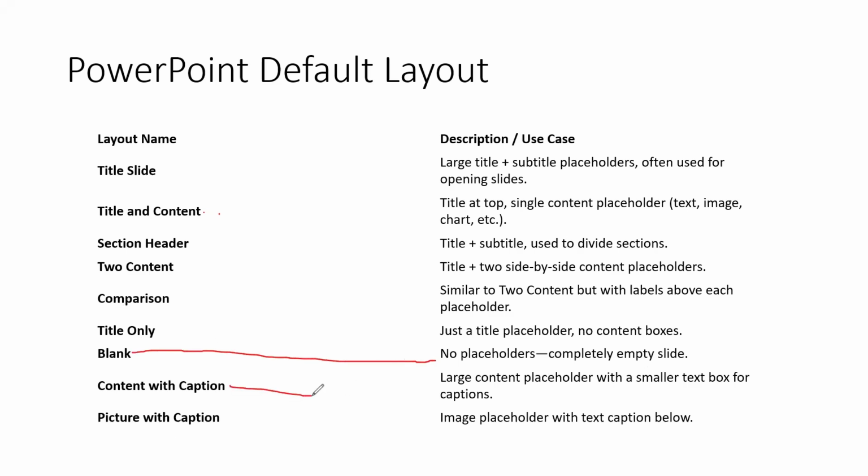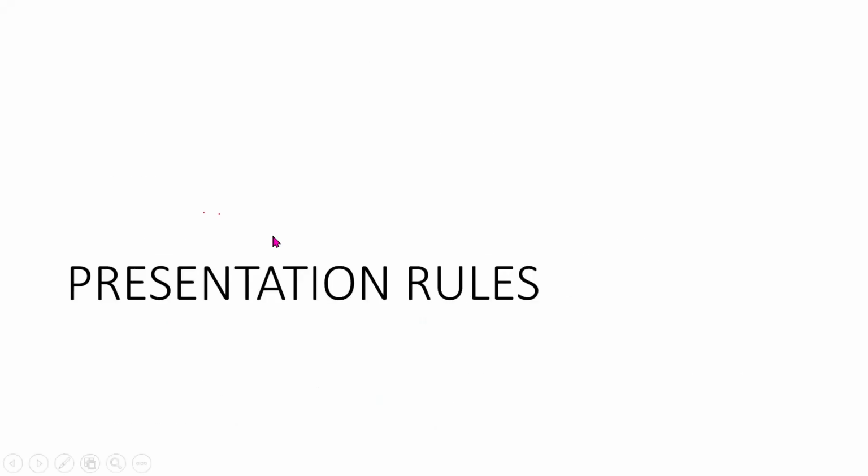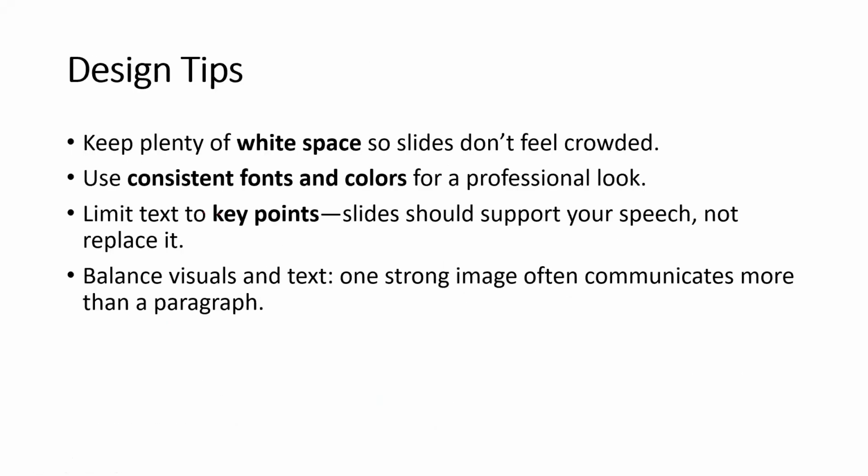Then content with caption. Large content placeholder with a small text box for caption. Then we have picture as well. Image placeholder with text as a caption. You know what caption is now? Just a description of the image. So you can use any or all of these depending on your content. Don't forget about that. So now let's look quickly at design tips.